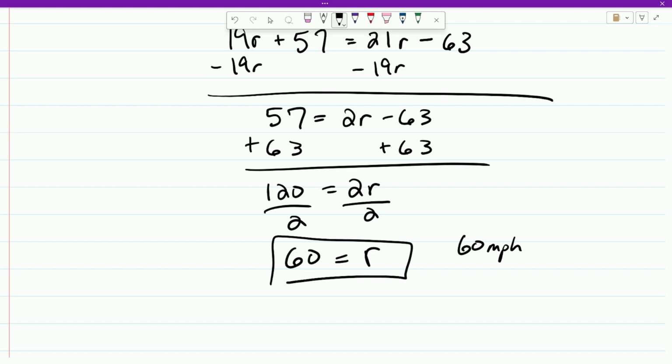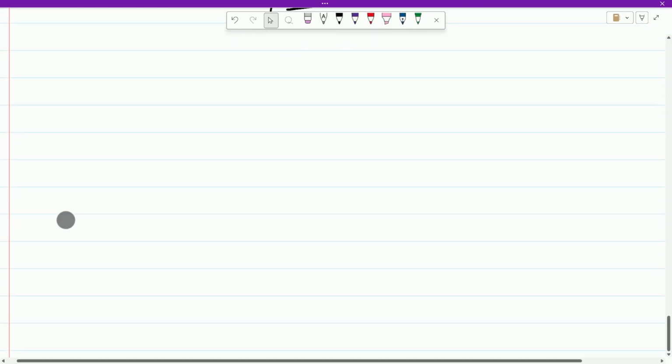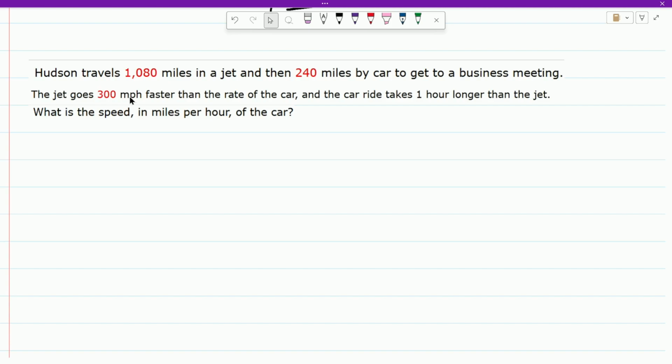All right, so I'm going to scroll up and get ready for the next problem here. Now this problem is definitely complex, so let's take our time with it. Hudson travels 1,080 miles in a jet and then 240 miles by car to get to a business meeting. The jet goes 300 miles per hour faster than the rate of the car, and the car ride takes 1 hour longer than the jet. What is the speed in miles per hour of the car?